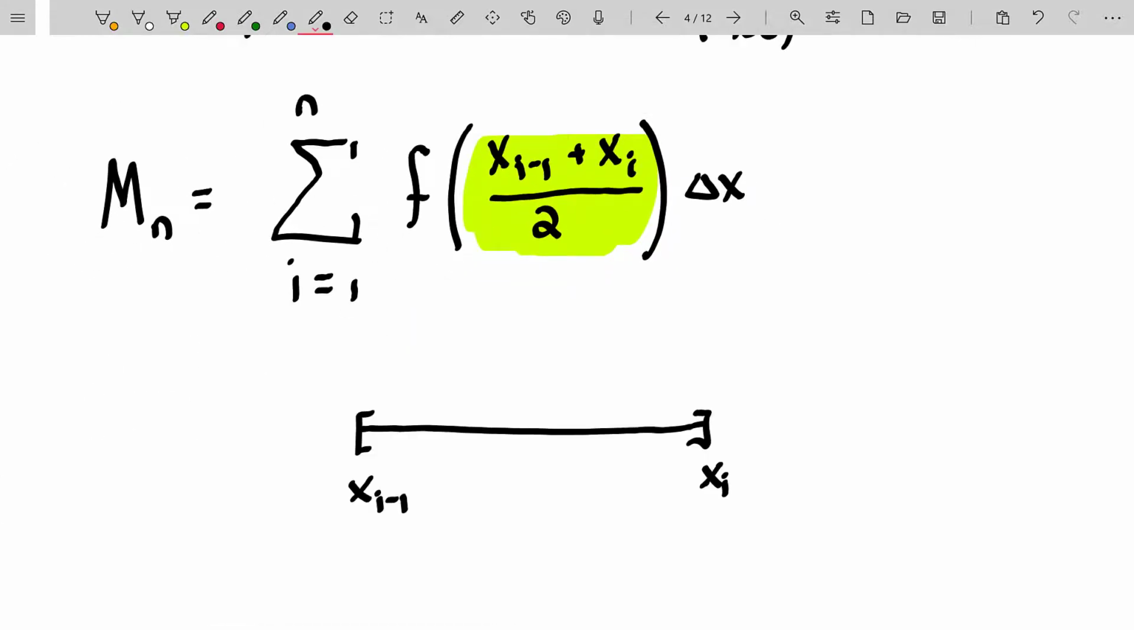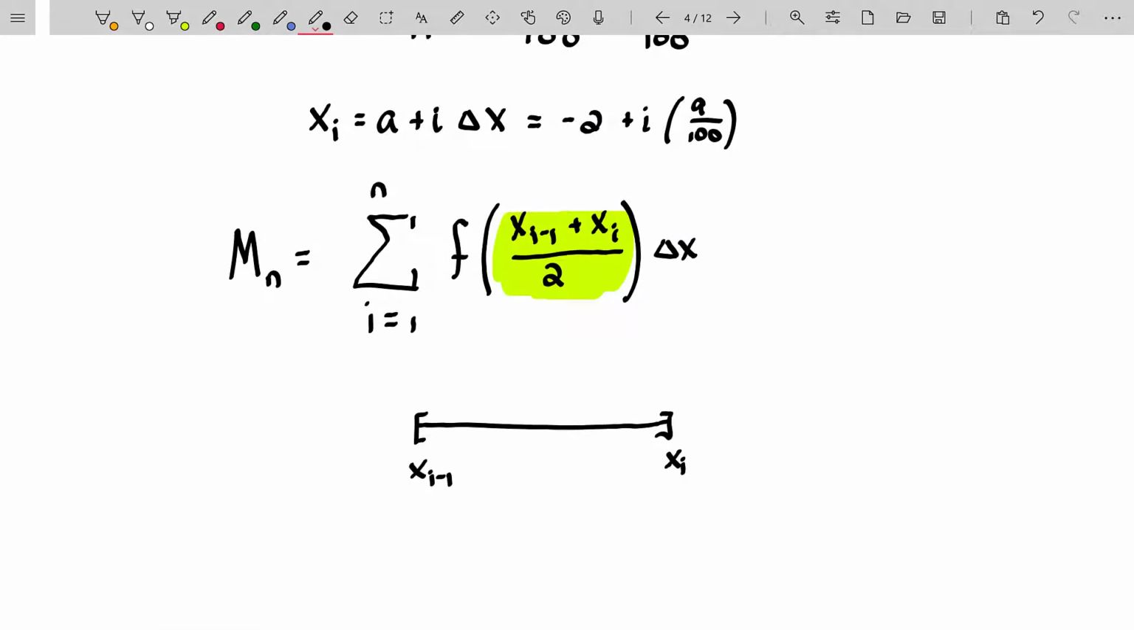Our ith interval goes from x sub i minus 1 to x sub i. We have some function above or below. Just to make it kind of interesting, I'll put it below. And to create a rectangle here, we're going to go ahead and take the average x value for that interval, and that corresponding function value will give us what we will consider to be the height, quote unquote, of the rectangle over that interval. That's what the midpoint method does. It just takes the midpoint between x sub i minus 1 and x sub i, or in other words, the average x value, and evaluates the function there.